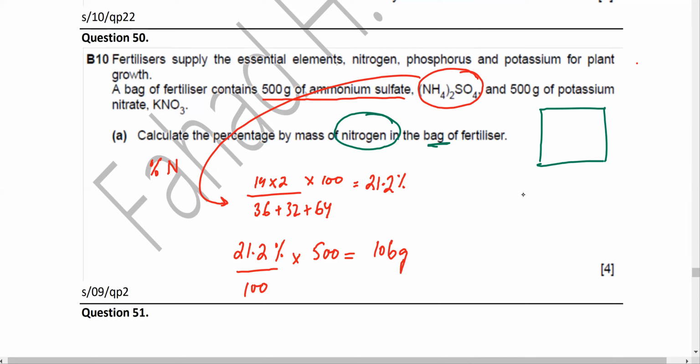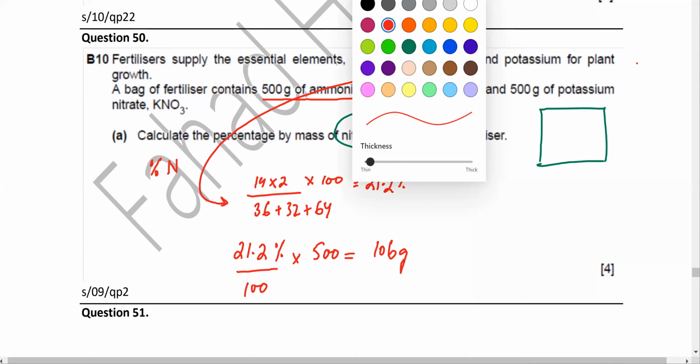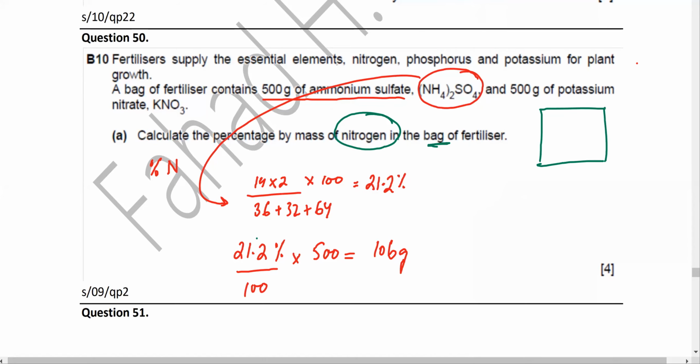Then similarly, is this clear to everyone? Is this clear? Iram, is this clear? Anna? Ahmed? Yes.